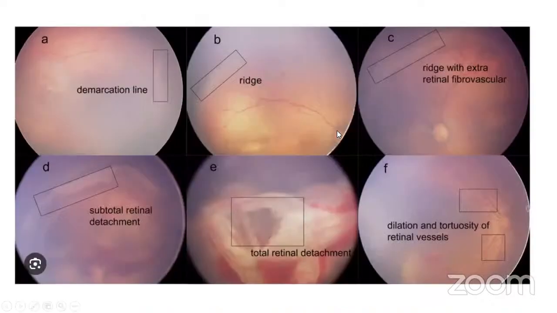To summarize, picture A is showing the demarcation line, and in picture B, the line is progressing to the formation of a ridge. In C, you can see a ridge with extraretinal fibrovascular proliferation. In D, you can see there is subtotal retinal detachment, so it is getting detached from the periphery. And in E, you can see the total retinal detachment.